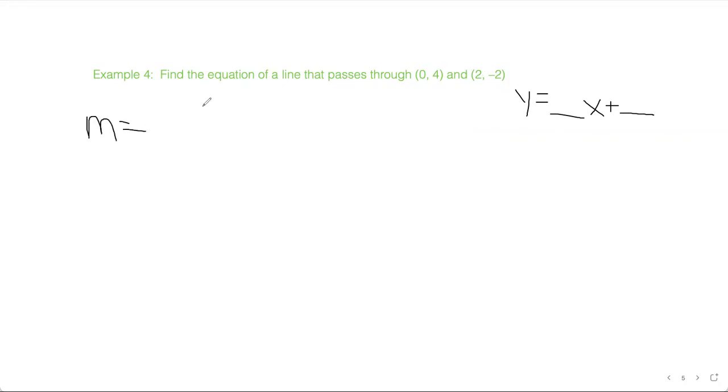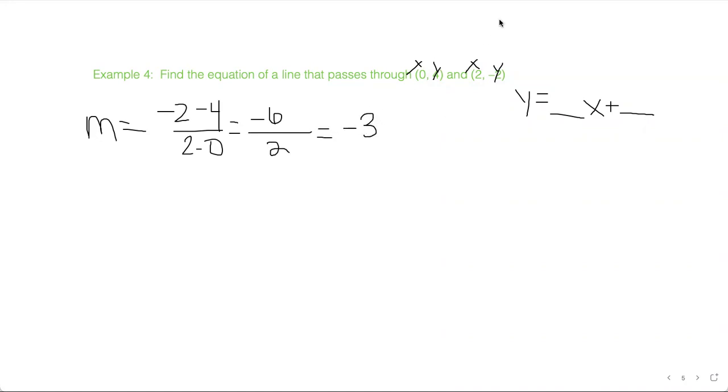So it's y minus y. So -2 minus 4. So here are my y's here. So -2 minus 4 over my x's of 2 minus 0. My x's will be 2 minus 0. Okay, so at the top, we're going to have -2 minus 4 gives me -6. And then on the bottom, 2 minus 0 is 2. So -6 divided by 2 gives me a -3. Okay, so my m is -3.